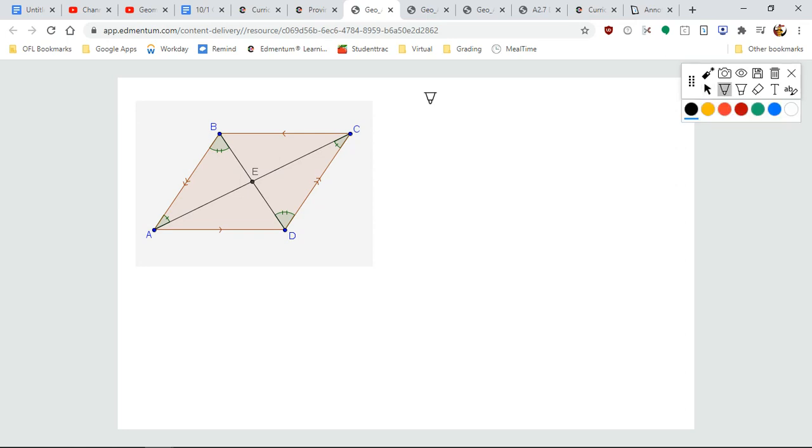So give me a second. So I have these. Oh, is it off again? No. Oh my gosh, I don't know why Admentum hates my pen.